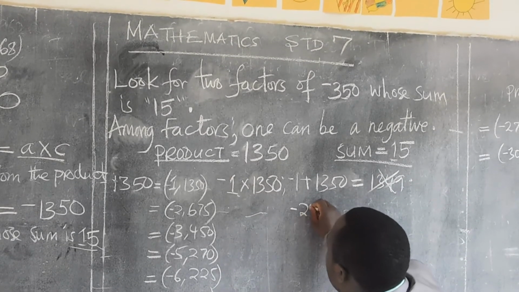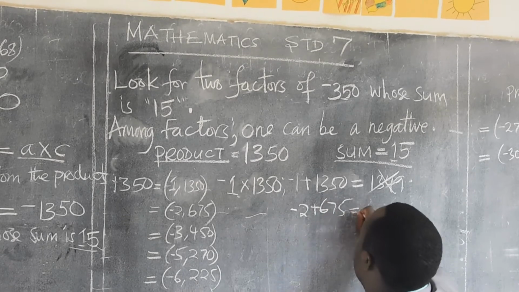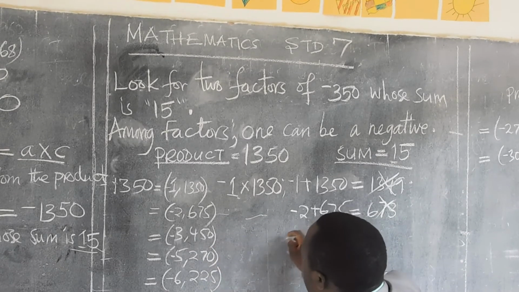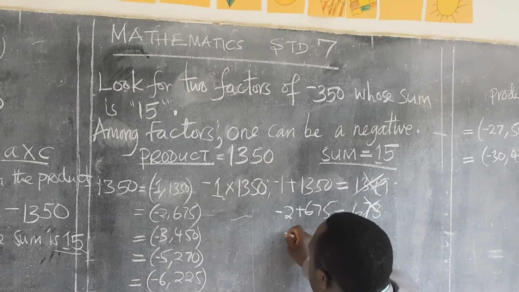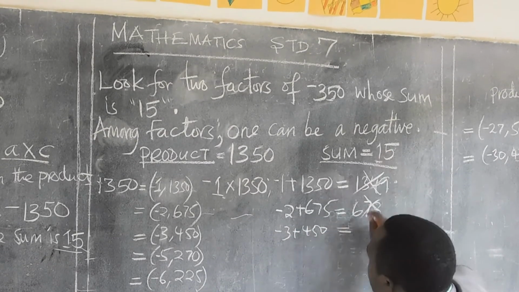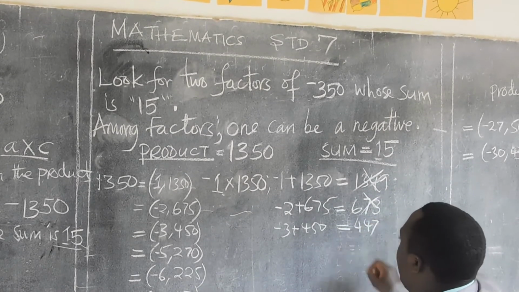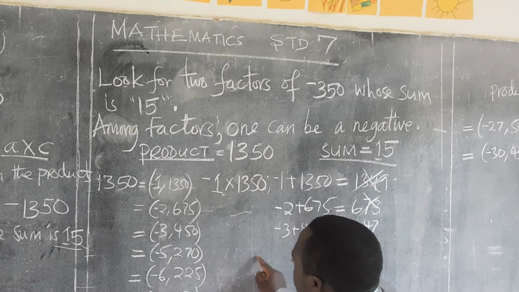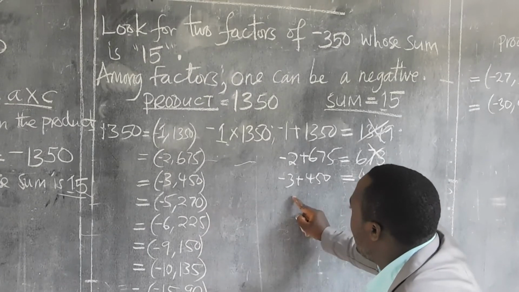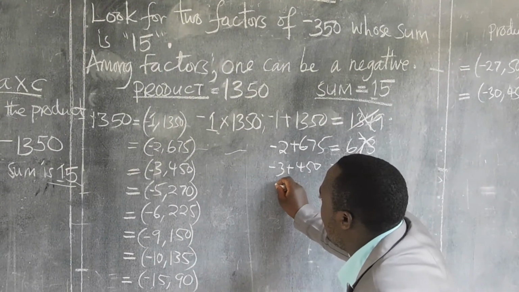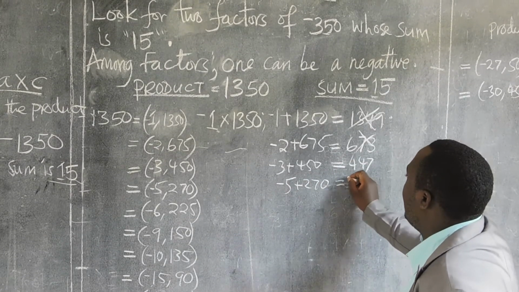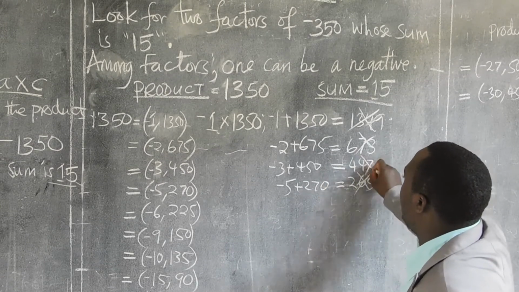So you take negative 2 plus 675, you are getting 673, which is not correct. Even here also, if this is the set, if I add them, negative 3 plus 450, do I get the sum 15? You will get 447, which is not correct. Even here again, this set, once you multiply, you get the product, but when we add them, do we get the sum 15? Negative 5 plus 270 means take 270 minus 5, you get 265, which is also not correct.